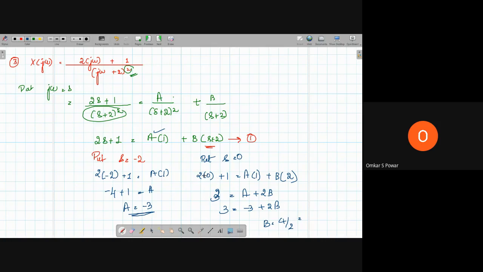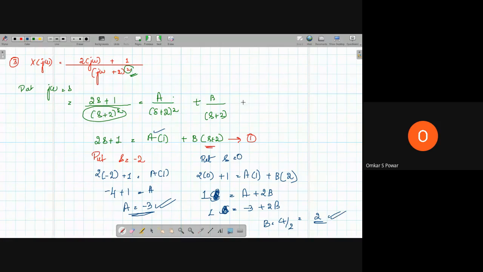So this, I think it's 2 into 0. Sorry, here I have made a mistake. So 2 into 0 is 0 plus 1 is 1. So b is equal to, you will get the value as 2. Sorry for that one. Okay. So a value as minus 3 you have got and b value you have got as 2.